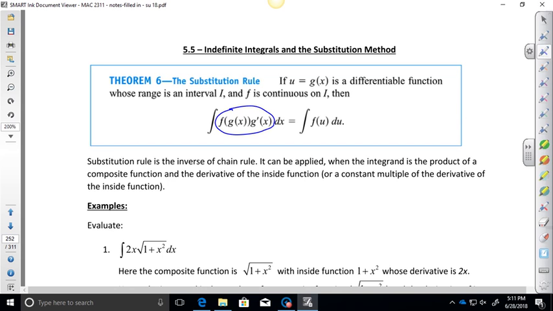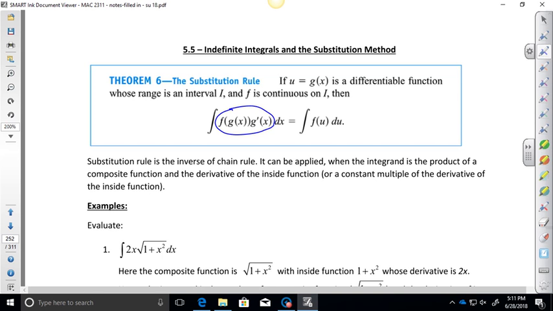What's 4x? u times, what is 4 dx? du. Now we can integrate it. It's not composite anymore, right? It is simply sine u du, which you can integrate. What's the integral of sine u?